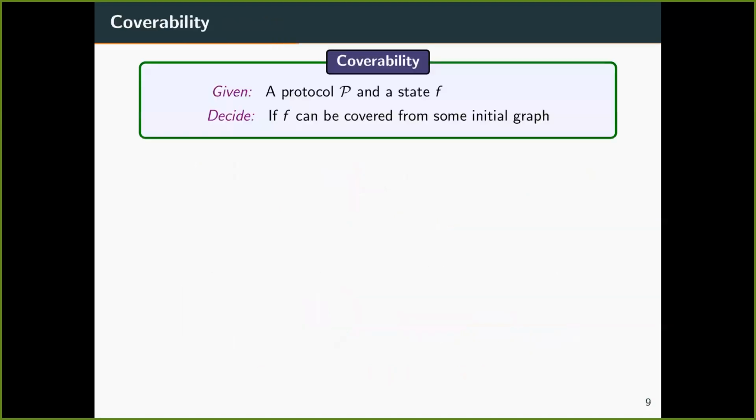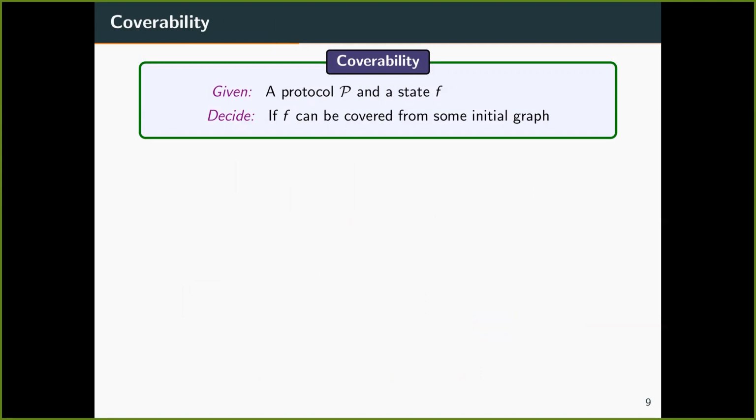Okay. So with this definition of coverability introduced, we can now consider the following problem, called the coverability problem. Here we are given a protocol P and a state F of this protocol, and we are asked to decide if the state F can be covered from some initial graph. Is there some initial graph of any size such that starting from it, there is an execution in which at least one agent reaches the state F?